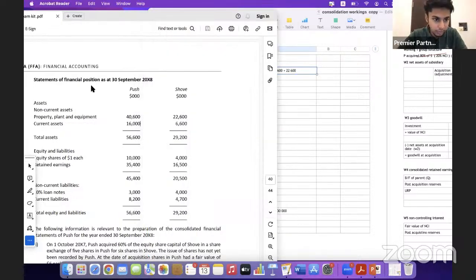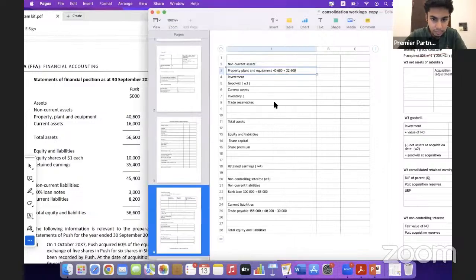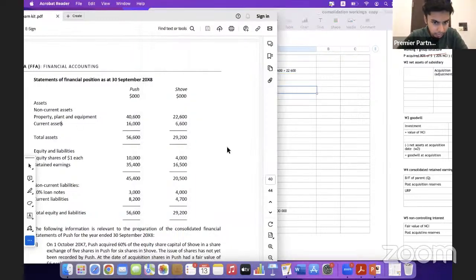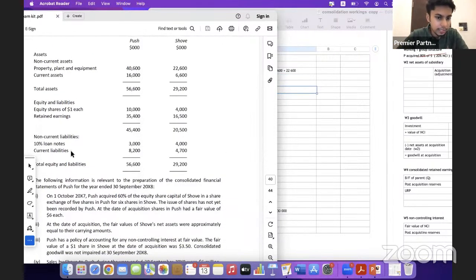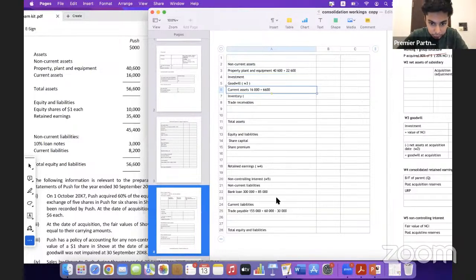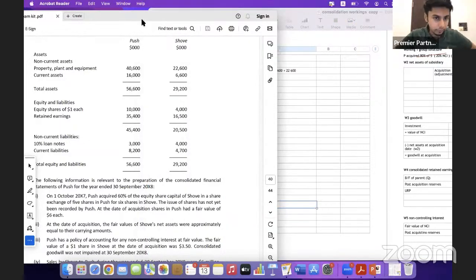22,600. Okay, then guys, on the other hand, current assets. So all the current assets are shown at once, 16,000 plus 6,600. So current assets, 16,000 plus 6,600. Then, on the other hand, what they are asking, current liability, 8,200 plus 4,700. Done. Okay.